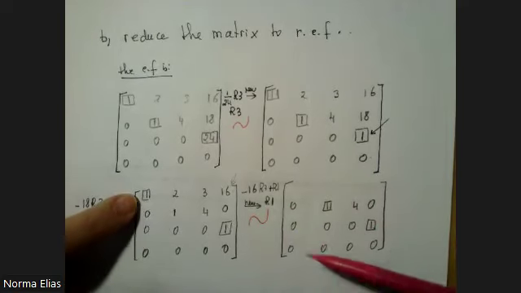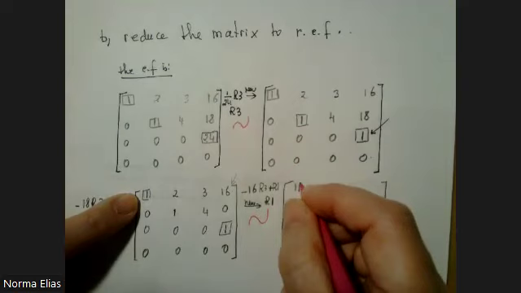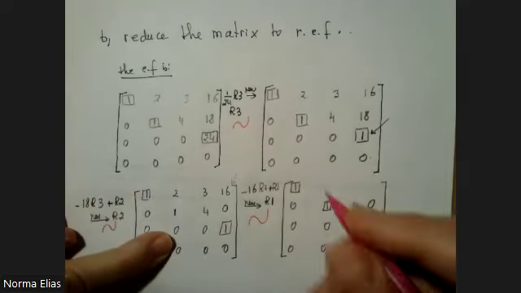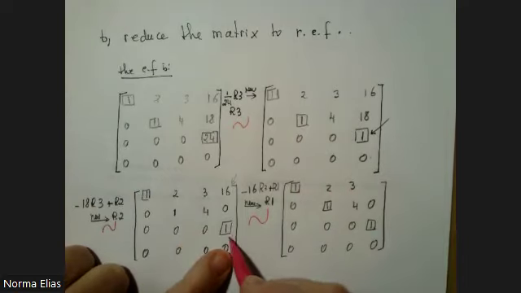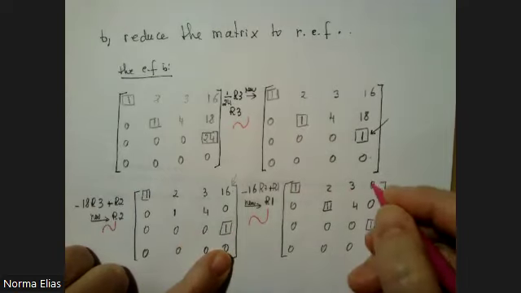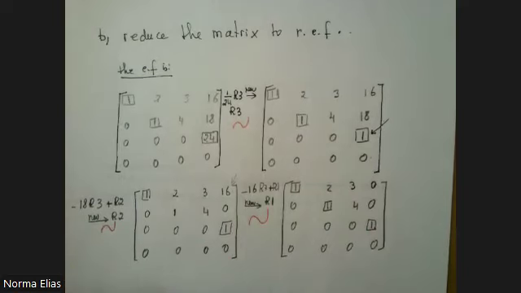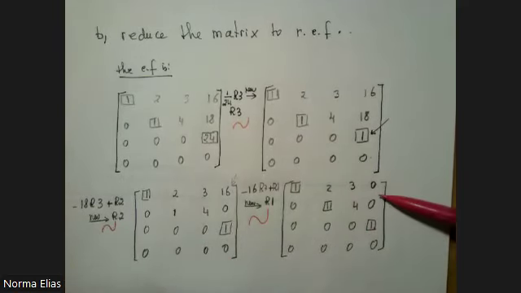Minus 16 times 0 is a 0, add 1. That's a 0, nothing. 2, that's a 3. And finally, minus 16 plus 16, it is a 0. So I am done with the last column.